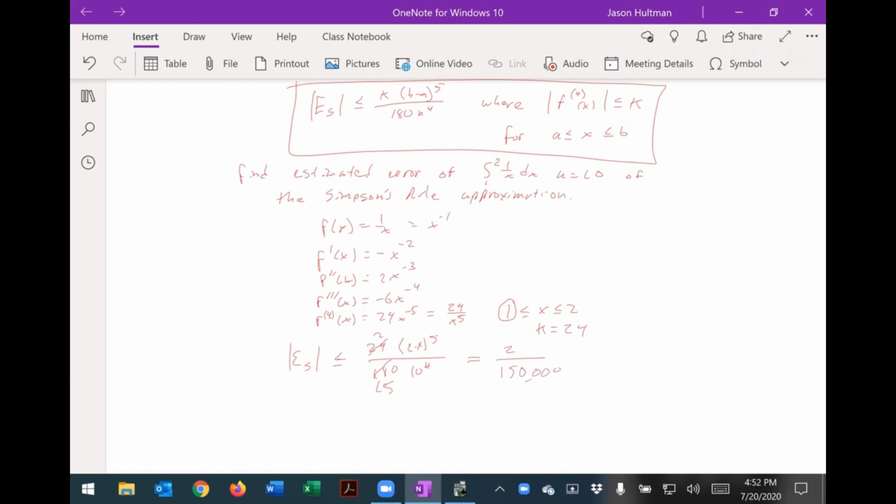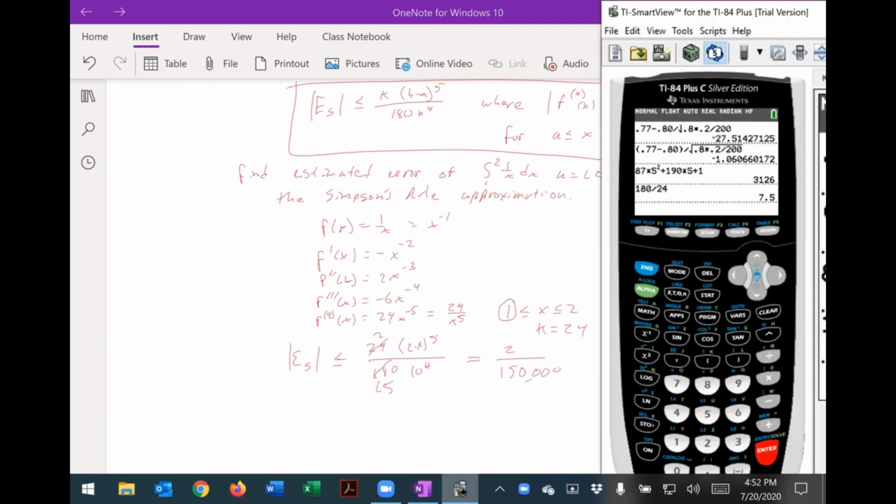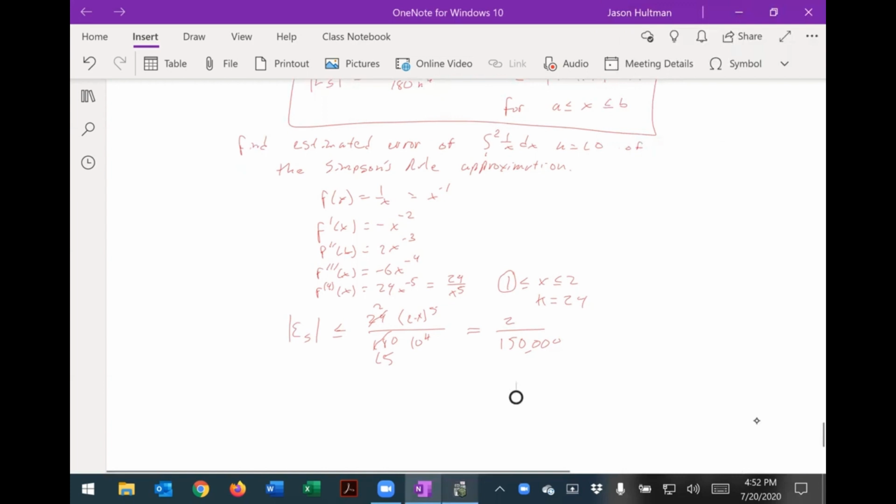Let me check with my calculator. Let's do 15 times 10 raised to the 4th power. Okay, that is 150,000. So 2 divided by 150,000 is roughly 0.00001333, and so on forever.